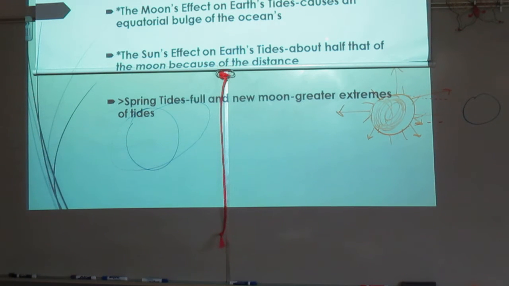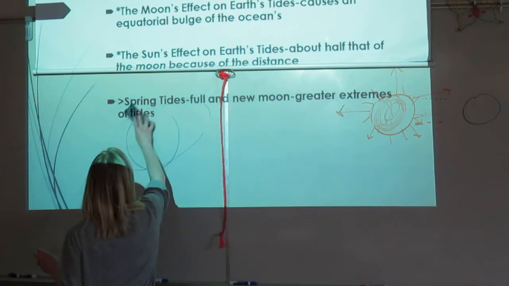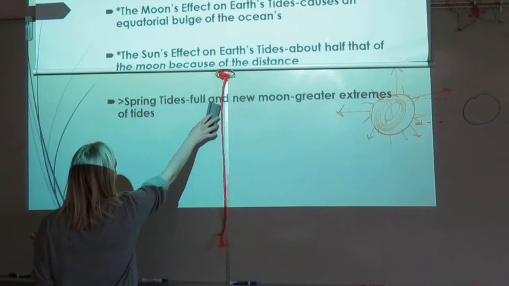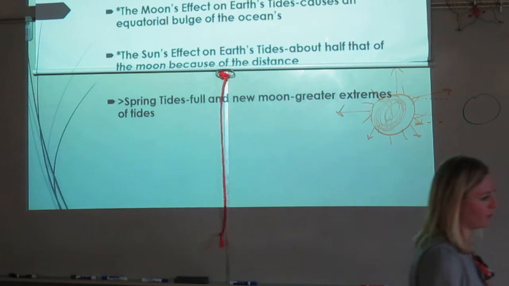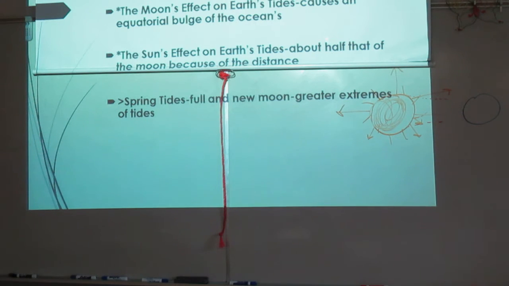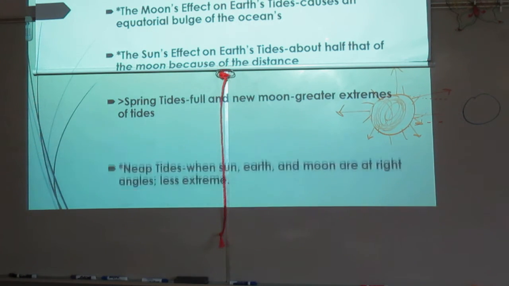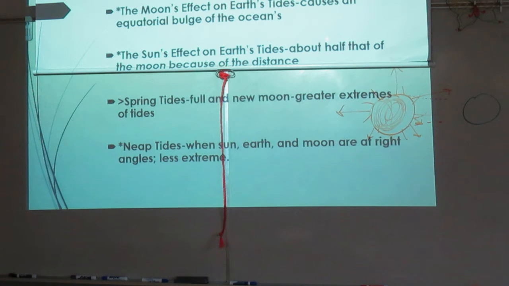Spring tides are what it's called when the water is much higher and it's bulgier, if that's a word, than normal. And I always think of it as the tide is springing towards the moon. It's much larger, it springs up higher. And then we have neap tides, which are the opposite of spring tides, and that's when the sun, earth, and moon are at right angles to each other.